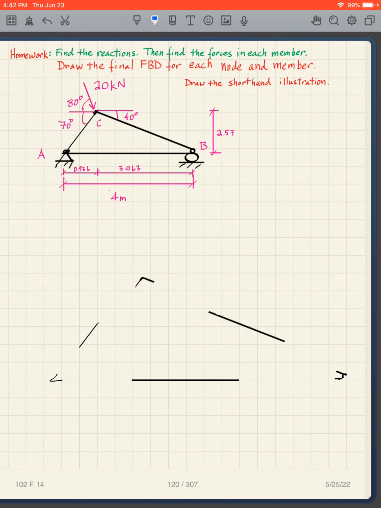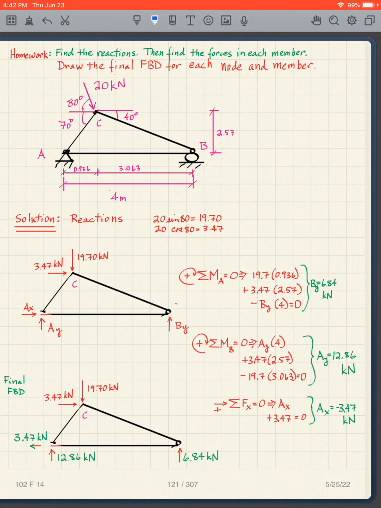Okay, here's another one for you. Same thing. You can pick the nodes you want to do and solve this one. So pause the video and do this one. First, get the reactions. Of course, this is downward to the right. So I have downward to the right. 20 sine 80, 20 cosine 80.